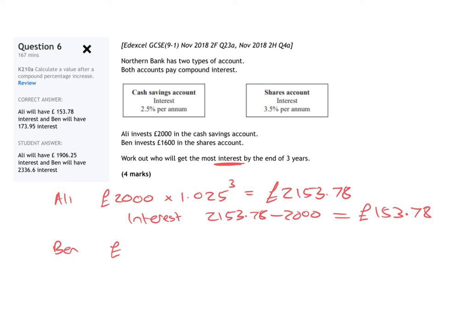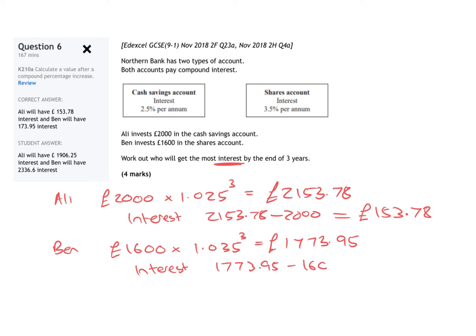Next, we'll look at Ben. Ben has invested £1,600 and the interest rate is 3.5%, which is a multiplier of 1.035, and that is for 3 years. So again, we put that into our calculator. 1,600 multiplied by 1.035 to the power of 3. And we get an answer of 1,773.95 to the nearest penny. The interest that he gets is the difference. So it's 1,773.95 minus 1,600, which is 173.95.